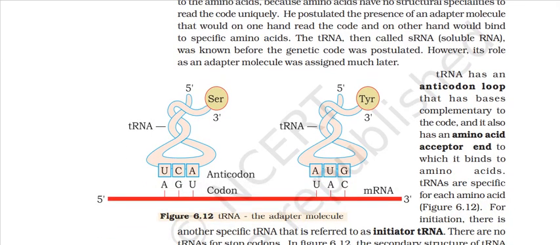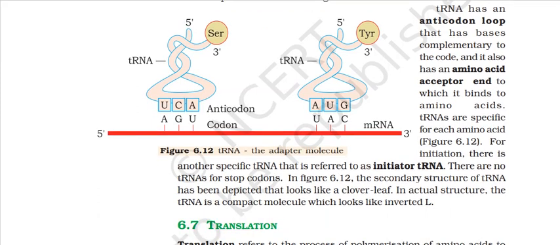tRNA has an anticodon loop that is base complementary to the code. So this is our anticodon loop, and it will show complementarity with the codon that it has to code. Fine. This is our mRNA; on it, it saw this codon, and it will have the anticodon of this codon. It also has an amino acid acceptor end to which it binds amino acids. Here we will have the amino acid acceptor end.